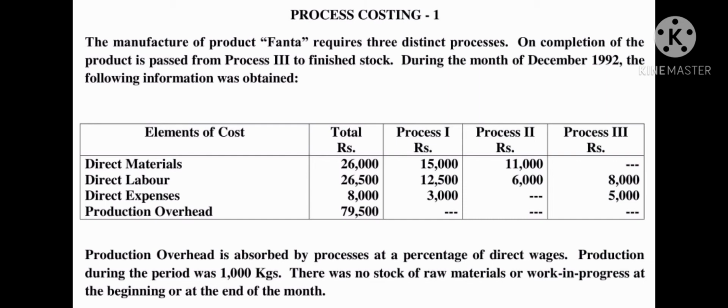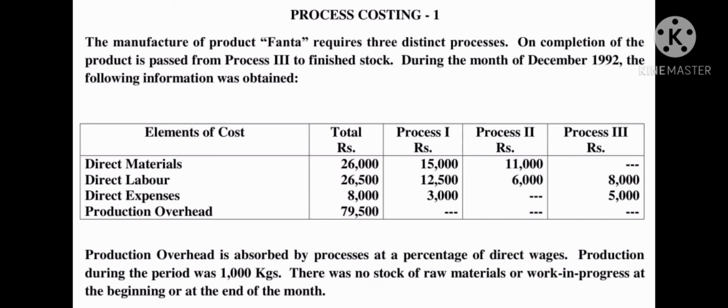Then production during the period was 1000 kgs. That is, total production is only 1000 kgs. There was no stock of raw materials or work in progress at the beginning or at the end of the month. That means there is no stock or work in progress either at the month ending or at the beginning. Okay, so this is the information furnished.